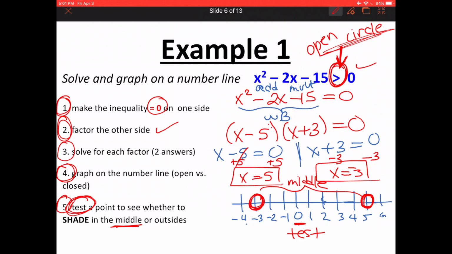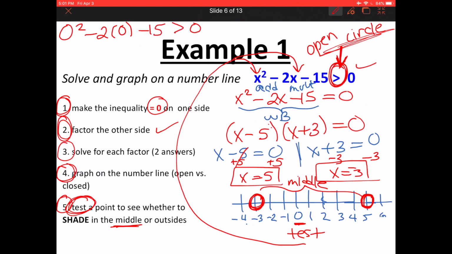Now when I say test, what do I mean? That means I'm going to plug in 0 into the original equation wherever I see x. So let's test that out. And I'm going to test that out here at the top. 0 squared minus 2 times 0 minus 15 is greater than 0.